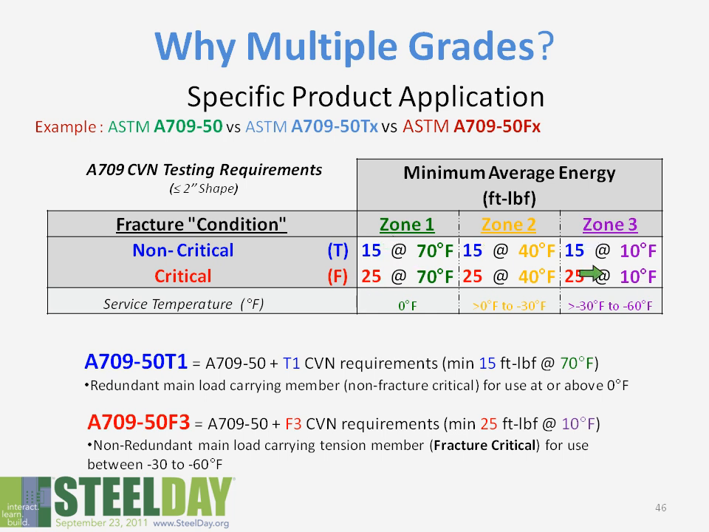So if we, for instance, specify an A70950 T1, it really is a base grade of A70950 plus the T1 Charpy requirements for a very specific application, that being non-fracture critical for use at 0 degrees Fahrenheit or greater. We can have an A70950 F3, again, very specific requirements. You take the base grade of A70950, you add to it specific Charpy requirements of 25 foot-pounds for use in a fracture critical application, typically between minus 30 to minus 60 Fahrenheit.